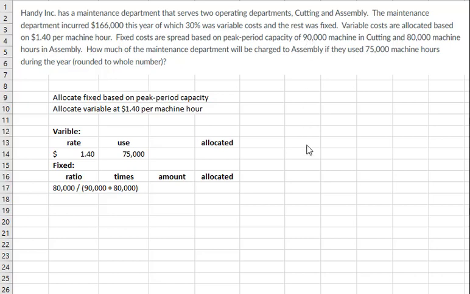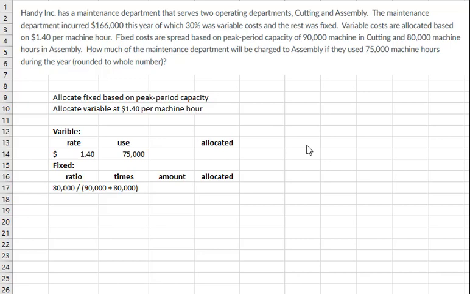Everybody, I wanted to go over allocating a service department to operating departments. Here we have Handy Inc. We've got one service department, maintenance, and two operating departments, cutting and assembly. And we want to allocate the service department maintenance to cutting and assembly. And there's many possible ways that a firm could do that.